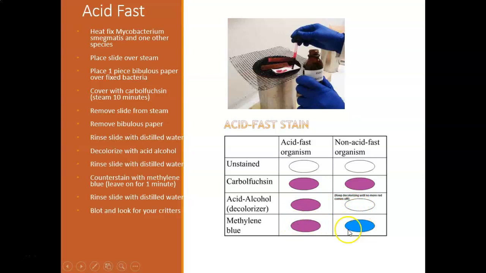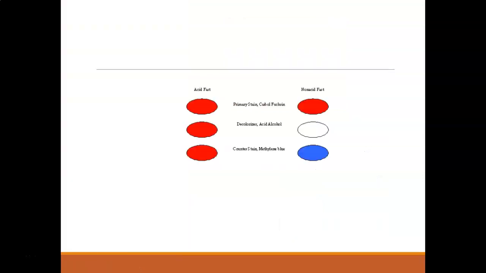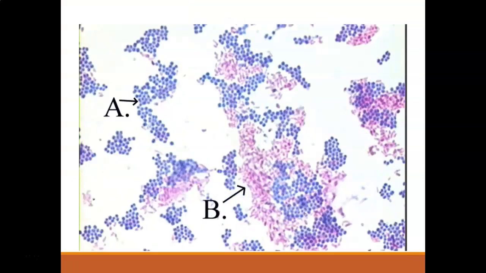Then you counterstain with methylene blue. The non-acid fast will turn blue, acid fast will be pink. And this is what you'll see. So here we have all of the bacteria that are coccus shaped, labeled with an A, are your non-acid fast, and then you see all these pink rods, which are the mycobacterium. They are acid fast positive.